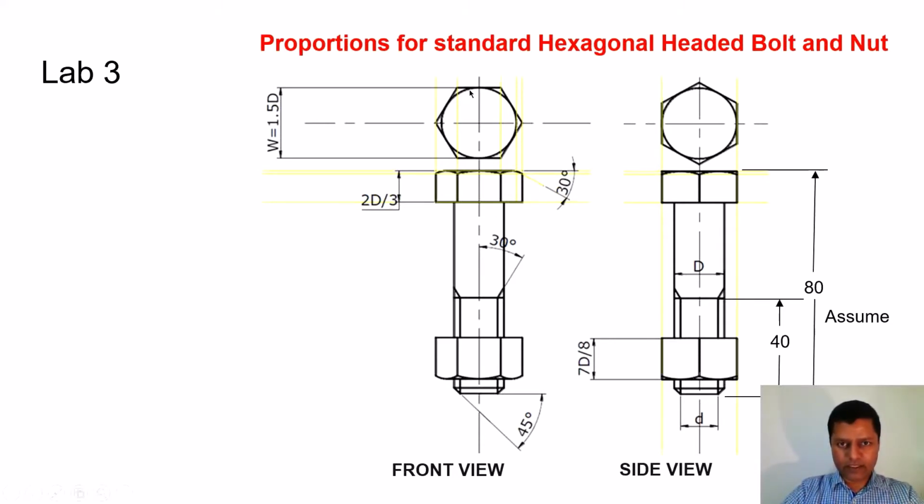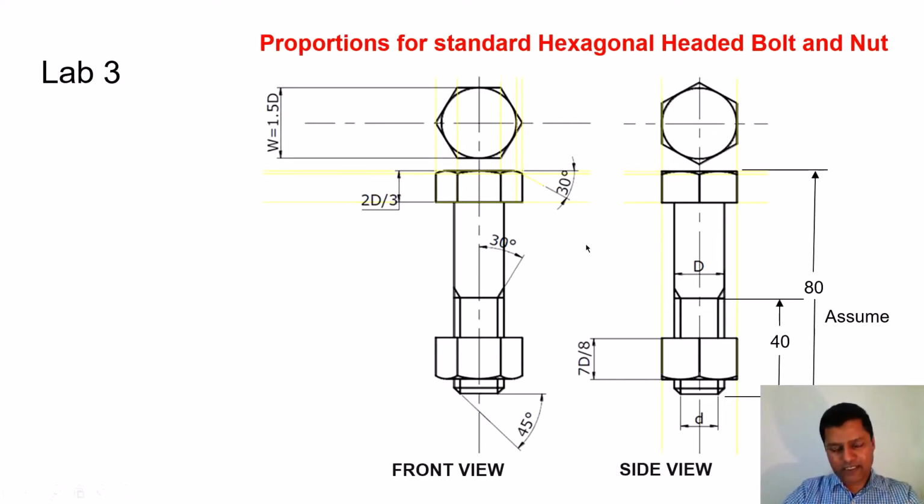Look at the size of the hexagon. The hexagon size is 1.5 times the major diameter. The thickness of the hexagonal head here is 2 by 3 times the major diameter. The nut thickness is 7 over 8 times the major diameter. The thread run out is as before, 30 degree. The chamfer at the end is as before, like in the last exercise, 45 degree.